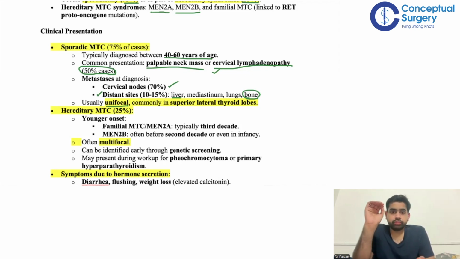Commonly they are present in the superior and the lateral thyroid lobe. So the superior lateral thyroid lobe is the location for your sporadic medullary thyroid cancer. That's what you need to understand.